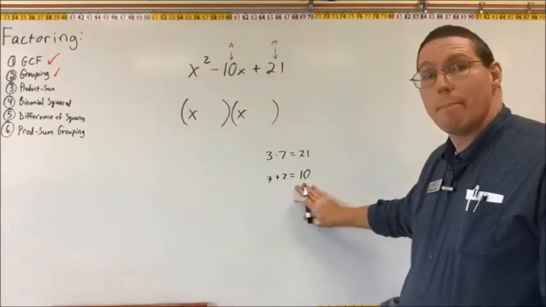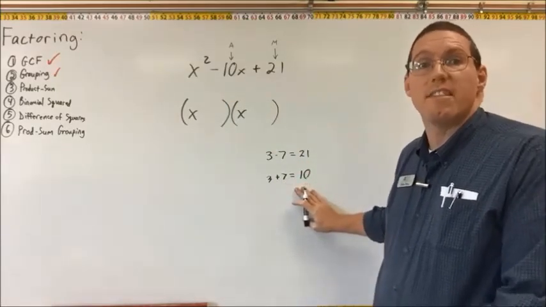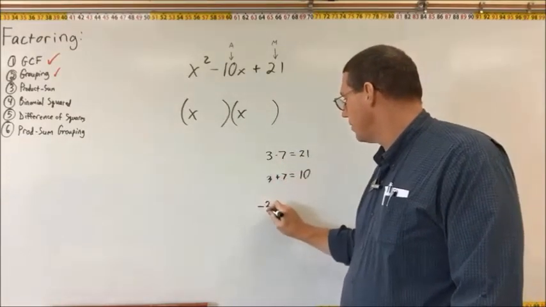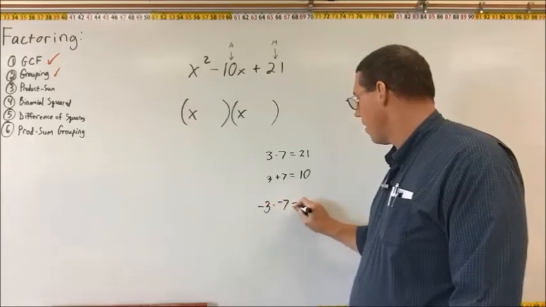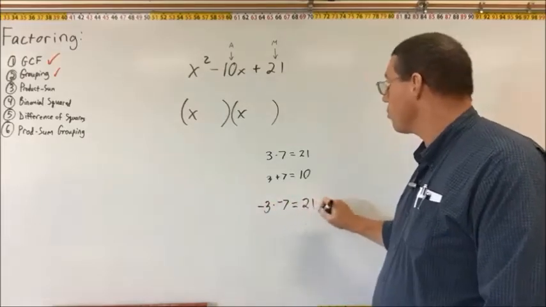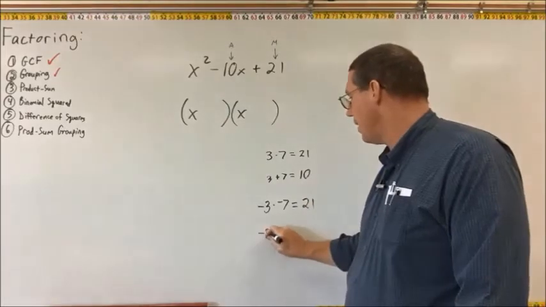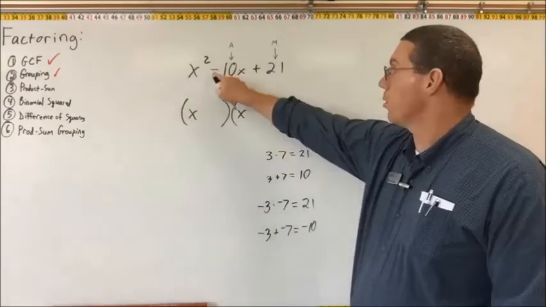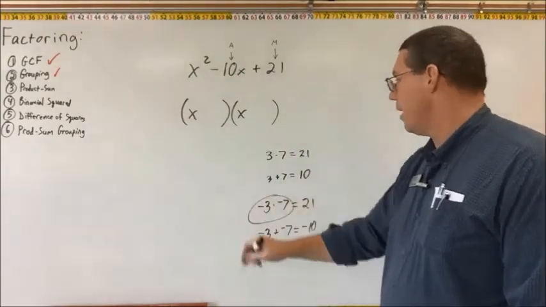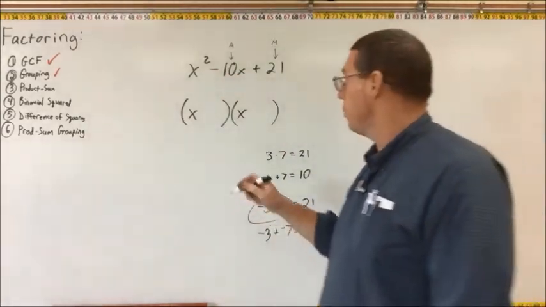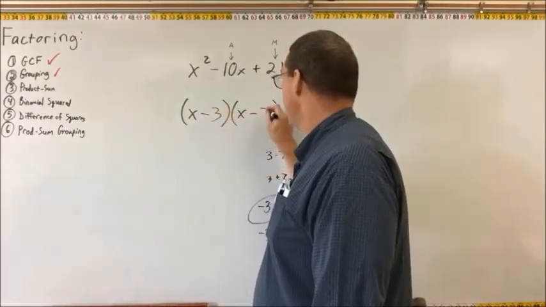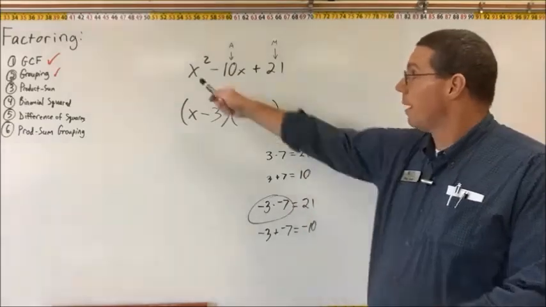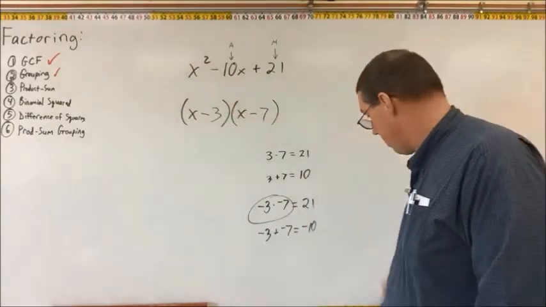Now, when you see that happen, that basically means that you should have used the negative versions of the numbers. So instead of 3 and 7, it should be negative 3 and negative 7, because negative 3 times negative 7 is also 21, but when you add negative 3 and negative 7, you get negative 10, which is what we're looking for. So our two numbers are negative 3 and negative 7. So we're going to put a negative 3 here and a negative 7 there. And we're factored. And you could check it if you wanted to. It'll come out to x squared minus 10x plus 21.